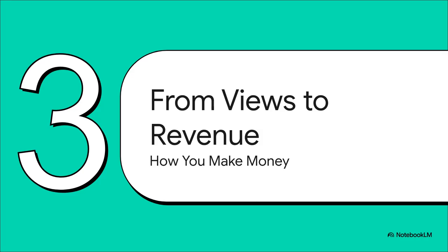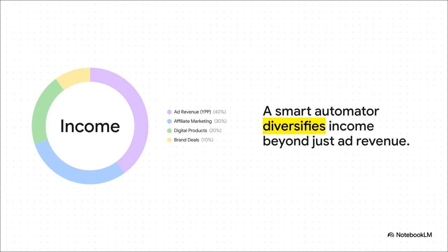It's a smart strategy. Okay, the assembly line is built. The content is flowing. Now, let's get to the most important part. How does all of this turn into actual money in your bank account? Let's talk monetization. The goal here isn't just one income stream. It's a whole portfolio. Yeah, ad revenue is a big slice of the pie, but the really smart channel owners diversify. And here's the real key insight.